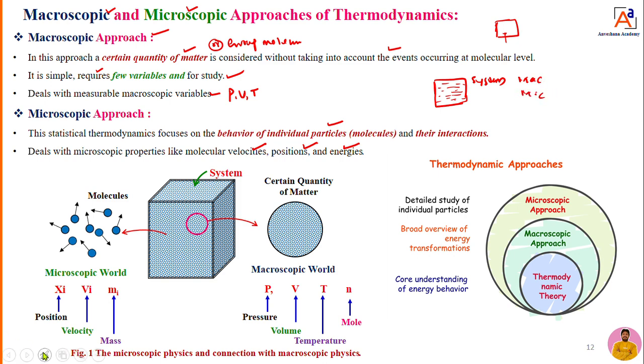If I consider a group of molecules or a certain quantity of matter for study, that approach we call a macroscopic approach. If I study the thermodynamic system by considering individual particles or individual molecules, then that study we call a microscopic approach or microscopic study.